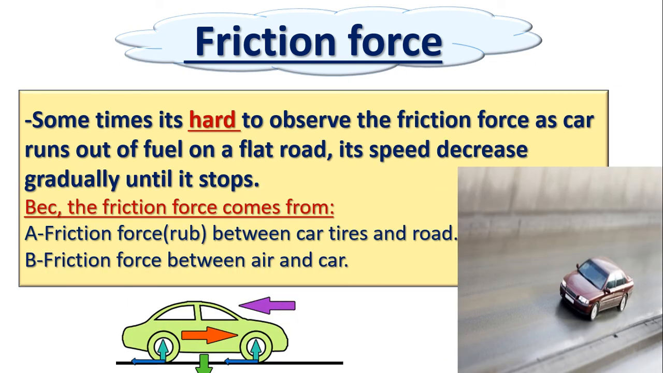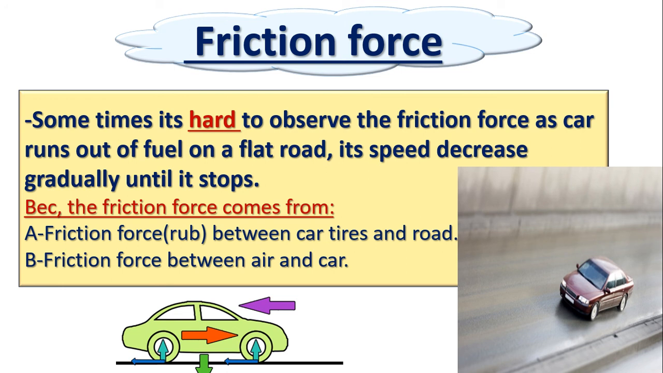And sometimes you can see it less easily, like when the car runs out of fuel on a flat route. Flat route means on the street. When the car is moving very fast on the flat route, the speed of the car decreases gradually until the car stops. What makes the car stop? There is nothing else making the car stop. Just the friction force can make it stop moving.